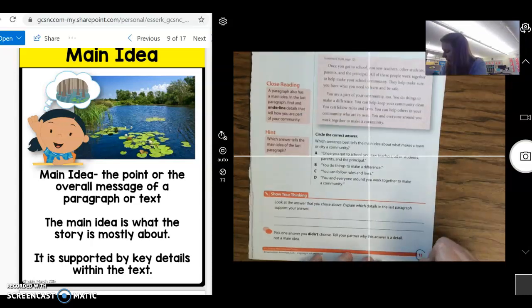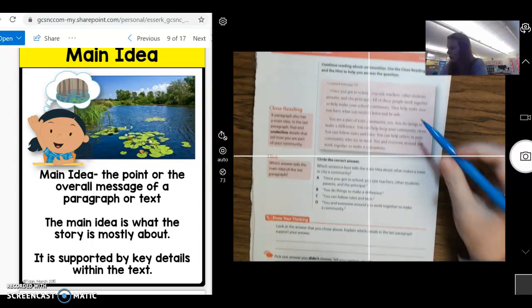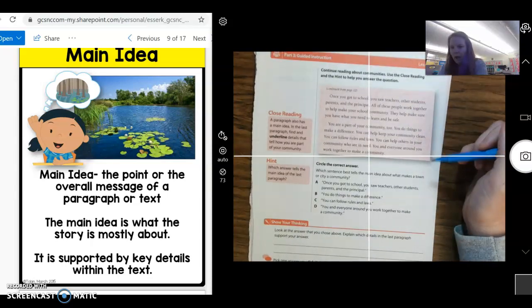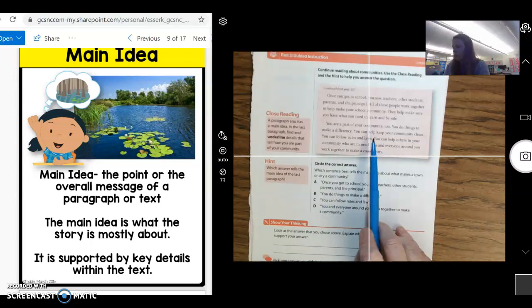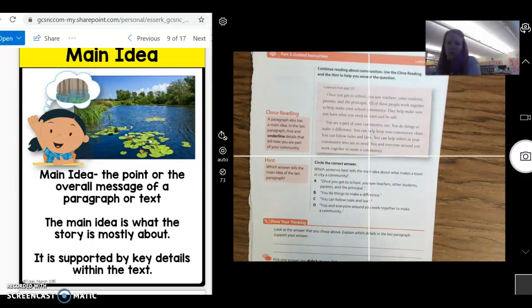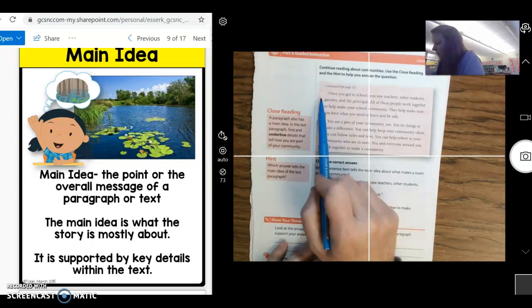Okay, so now I'm on page 13, and this is the rest of our community story. So as we're reading, be thinking about this. Which sentence best tells the main idea about what makes a town or city a community? Okay, so we're going to be looking for a sentence that helps us understand that. So let's read this section.